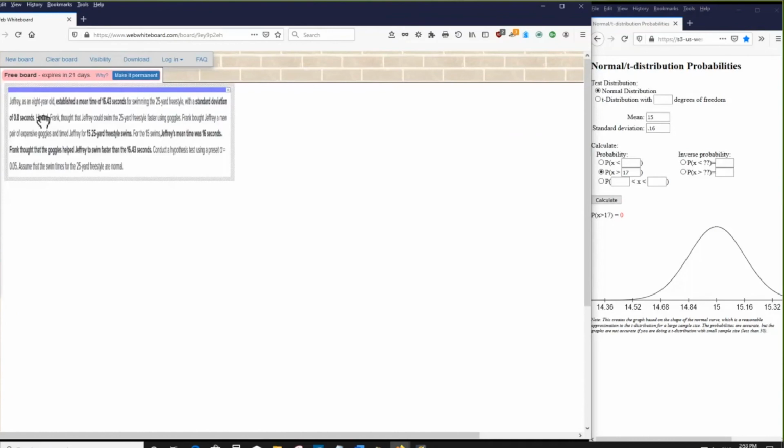Okay, so with this one, we're going to have that Jeffrey is an 8-year-old. He has a mean time of swimming at 16.43 seconds with a standard deviation of 0.8 seconds. So his dad thought he could swim faster if he had goggles, so he bought a pair of goggles, and then his mean time became 16 seconds.